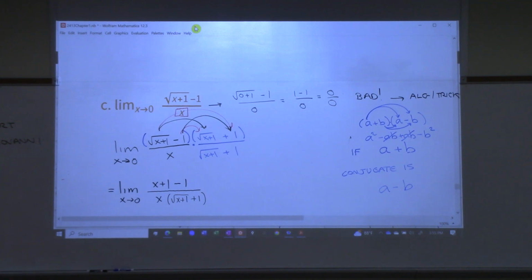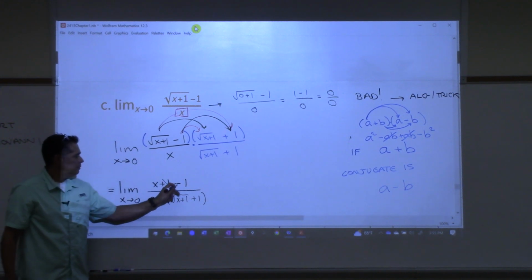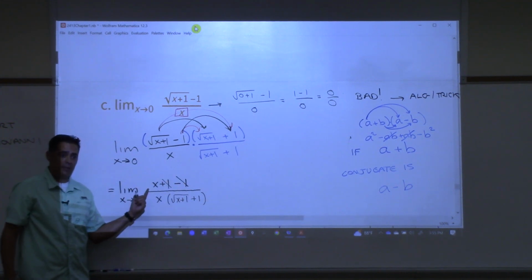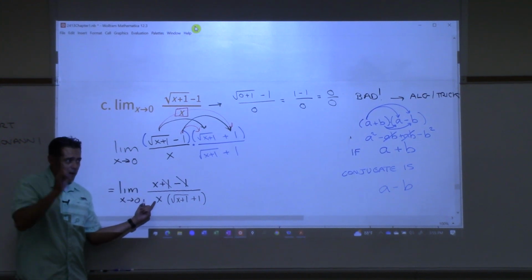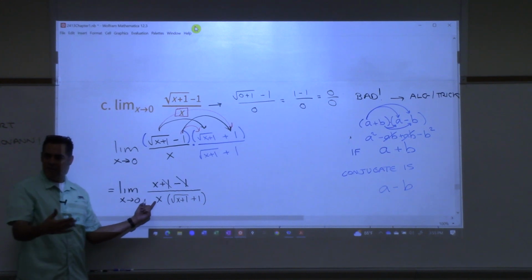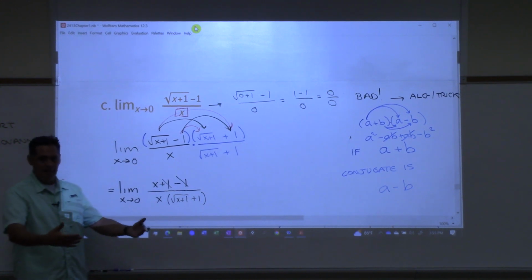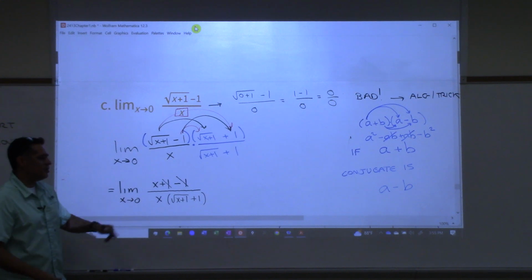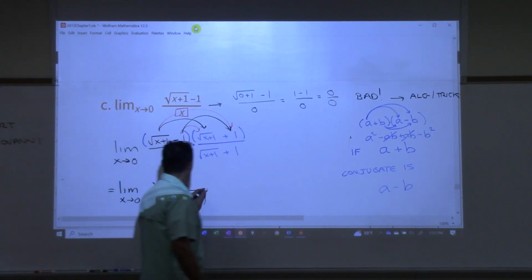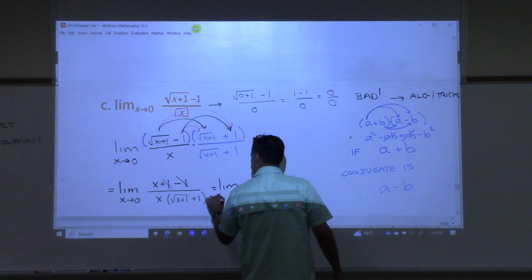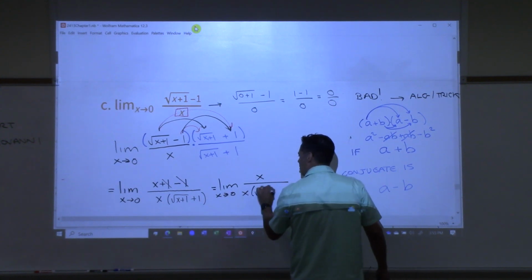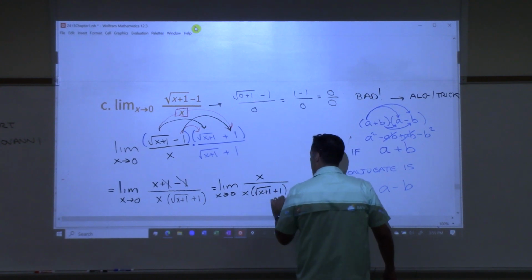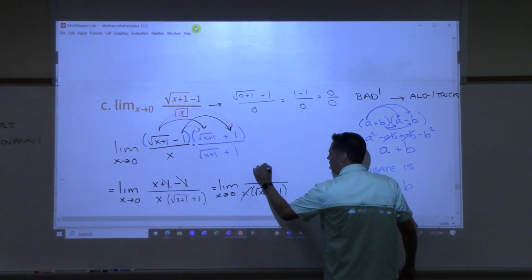Questions? Do y'all see what happens up top? The 1's cancel, which leaves you with an x, which is great because that x and that x will cancel, so long as I remember a little asterisk at the bottom that I can cancel them as long as x is never going to be 0, but I'm approaching 0, so it should be fine. Let me go one more line before I actually do a limit. I have an x on top and the x on the bottom, in parentheses, square root of x plus 1. And now those go away. I have a 1 on top.